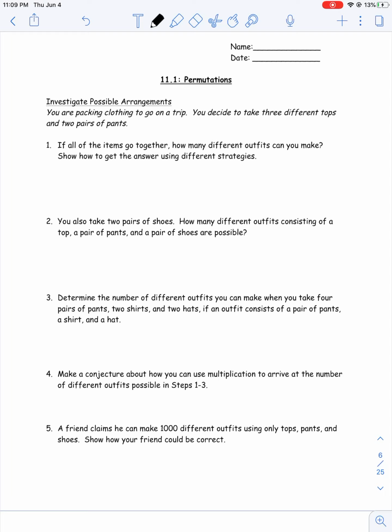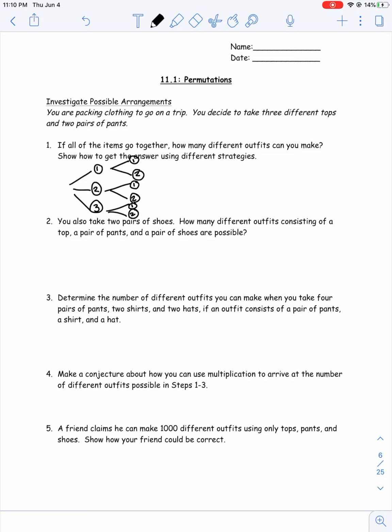Well, we want to show that we can do this using 2 different things. So one way that we can do it is using a tree diagram where we list top number 1, top number 2, and top number 3. Well, top number 1 can be paired with the 2 pants. So pant number 1, pant number 2. And then top 2 could be paired with the pair of pants as well. So pair 1 and pair 2. And then the third top can be paired with the first and second pair of pants.